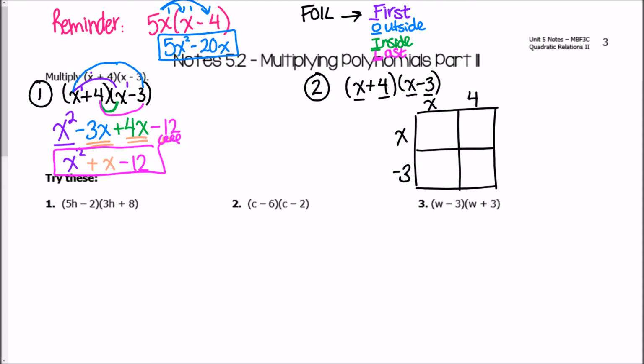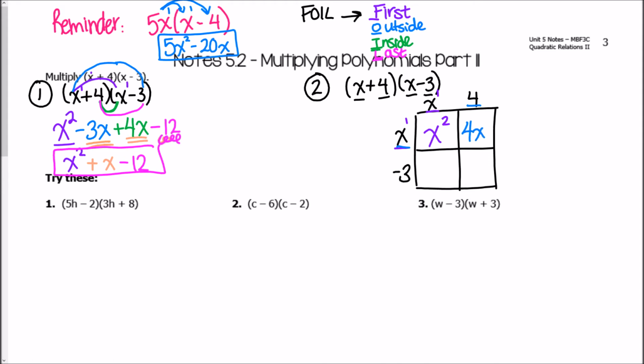So to figure out what goes in each one of these boxes, I'm going to multiply. In this box right here, it will be x times x. Now this is x to the power of 1 and x to the power of 1. So when I multiply those together, I get x to the power of 2, because remember, when you multiply, you add exponents. Okay? Then in this box right here, it would be x times 4. So x times 4 is just 4x.